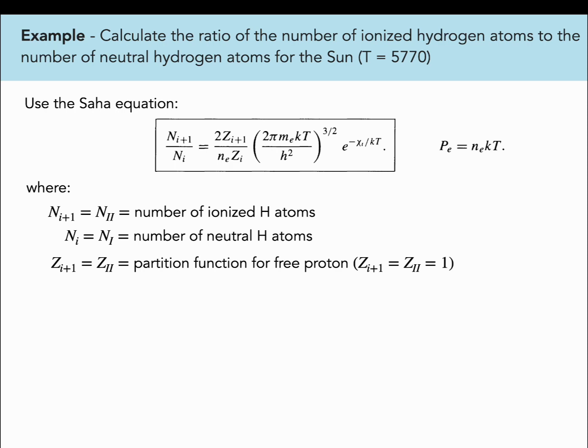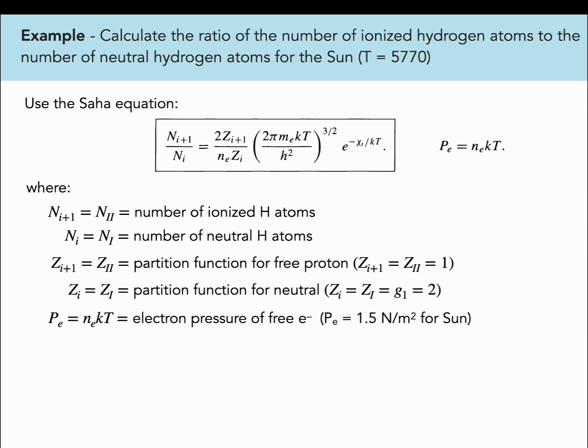The partition function now, for ionized hydrogen, all we have is a free proton. And the free proton is just a free proton. So there's only one quantum state, and that's the proton itself. And so the partition function, Z2, is just going to be 1. So we can just plug in 1 for that. That's easy. The partition function for neutral hydrogen, we just talked about. We're going to assume that it's just equal to the statistical weight of the ground state, which is 2.